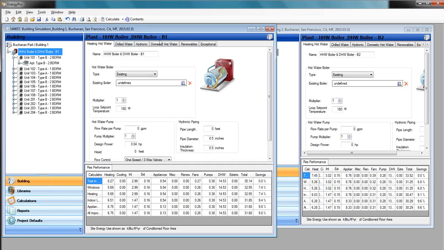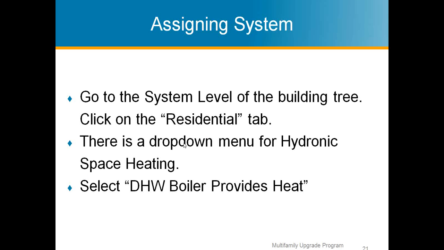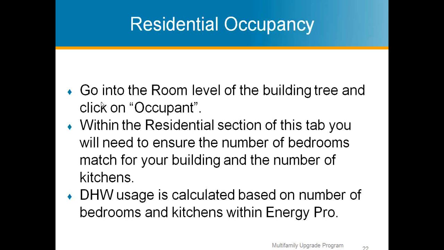So with that, guys, I just talked to you about going to the room level and doing the building tree, making sure the occupant count is correct, and that domestic hot water usage is calculated based on the number of bedrooms and kitchens within EnergyPro, so it's very important that you have that right.